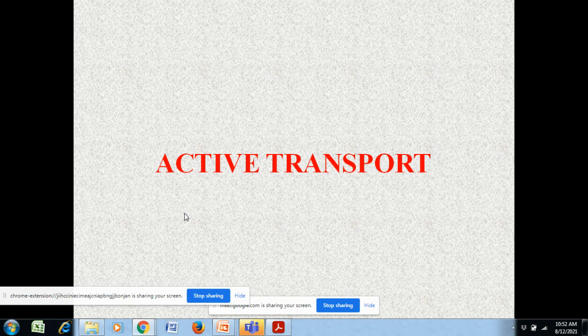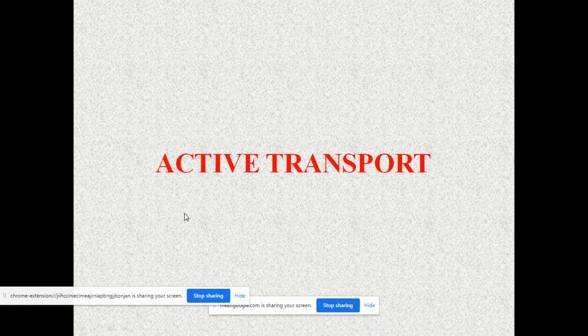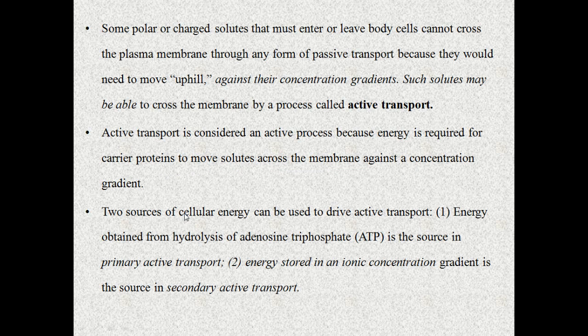Now we will come to active transport. Now you would have known a clear difference between active and passive transport. Passive transport does not require energy, whereas active transport requires energy. Some polar or charged solutes that must enter or leave the body cells cannot cross the plasma membrane through any form of passive transport because they will have to move uphill. We have seen the transport of sodium and potassium in the previous class, but this is a different case where the molecules are charged or polar.